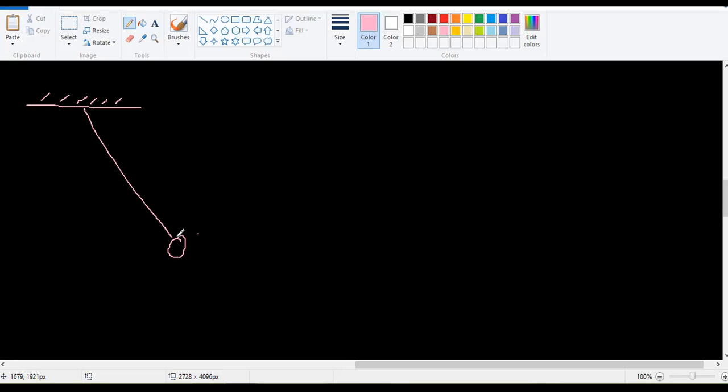Only when you ask questions will you learn more, so please try to understand it properly. I'm going to take this length as L and this angle as theta. If this is theta, mg is going to be acting downwards. I can resolve this into two components, two forces. If this is theta, this is also theta. Then this is the adjacent side, so mg cos theta. This is mg sin theta.